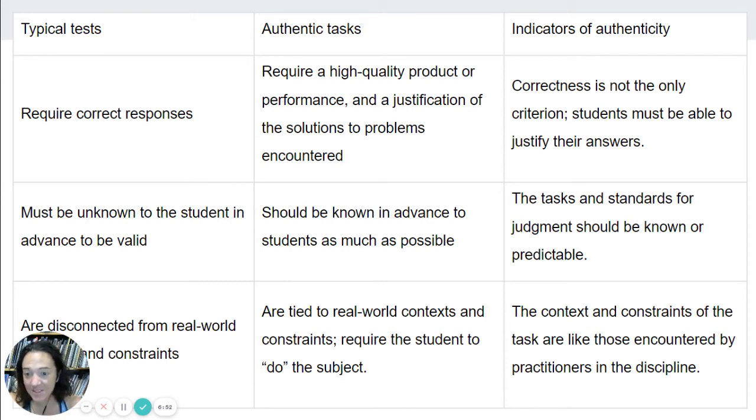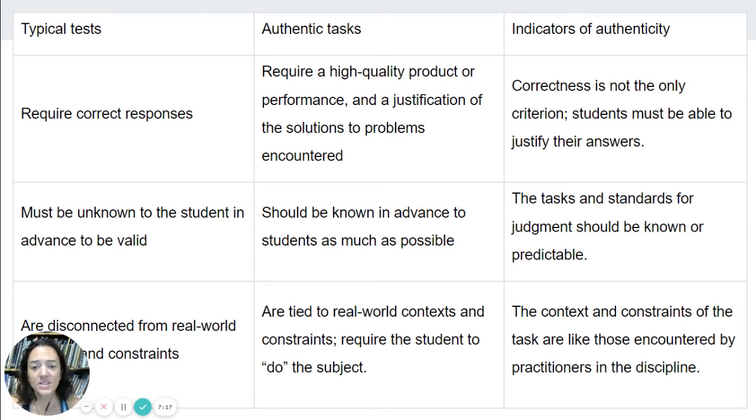And then here, this idea that typical tests are disconnected from the real world and the kinds of constraints and conditions that students will see in the real world. Again, it creates this idea that the classroom is separate from the real world. That, I think, is something we really want to break down, that idea that there's some big wall between the classroom and the real world.